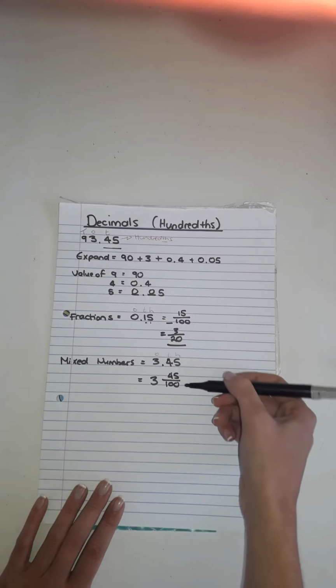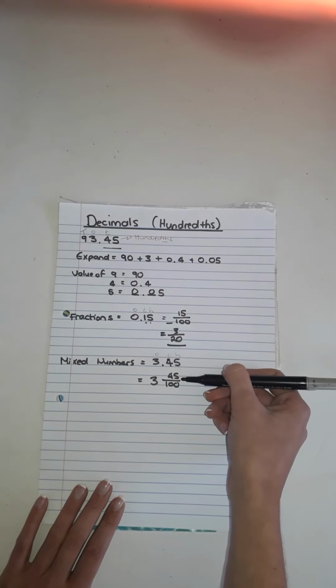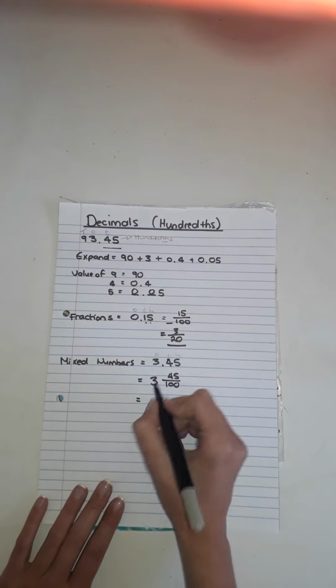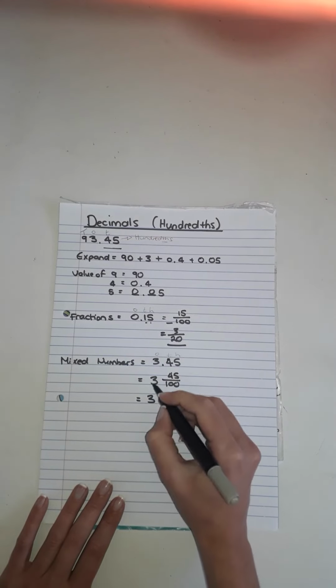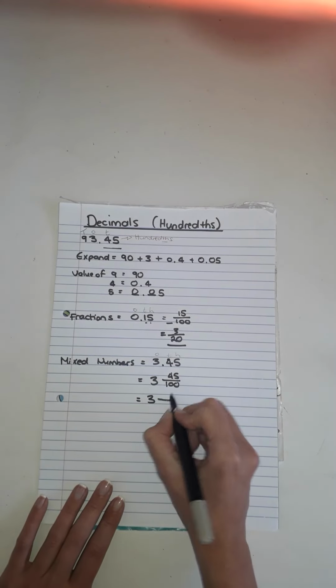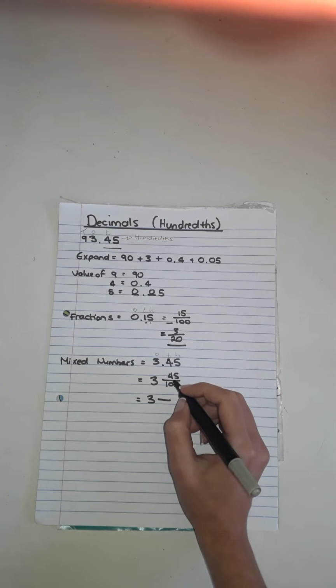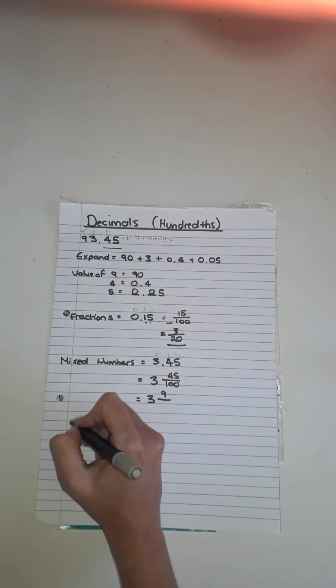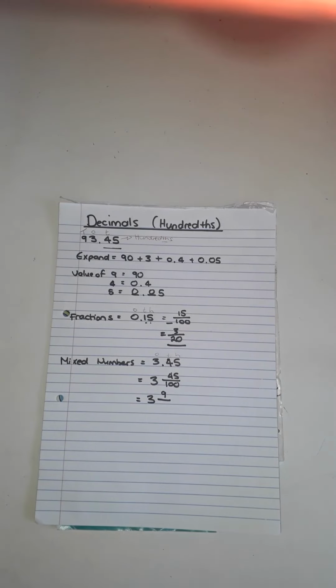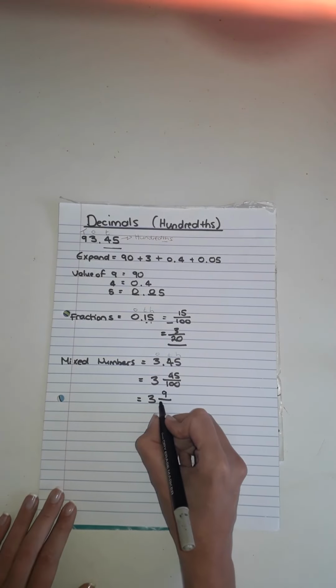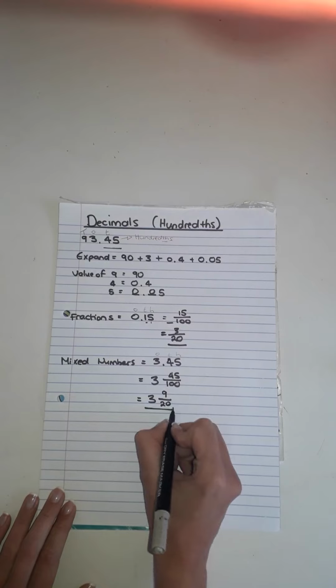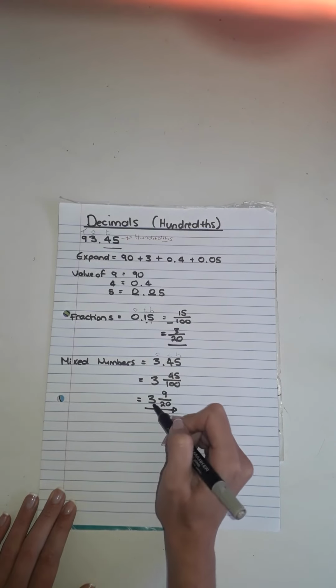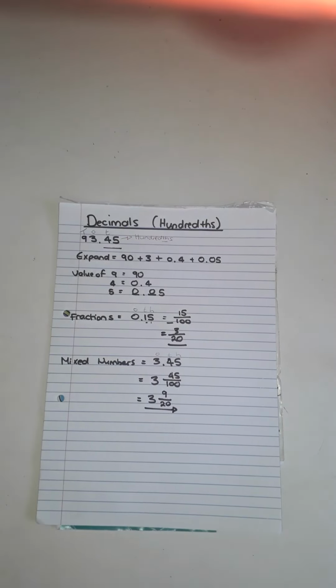Remember, I can never just leave my answer like this if I can simplify it, and in this case I can simplify it. So 3, my whole number, stays the same, but I can simplify my fraction. 5 into 45 goes 9 times. If you're not sure, you'd have to do your 5 times table along the side. 5 into 100 I know goes 20 times. So my answer, 3.45, is the same as 3 and 9 over 20.